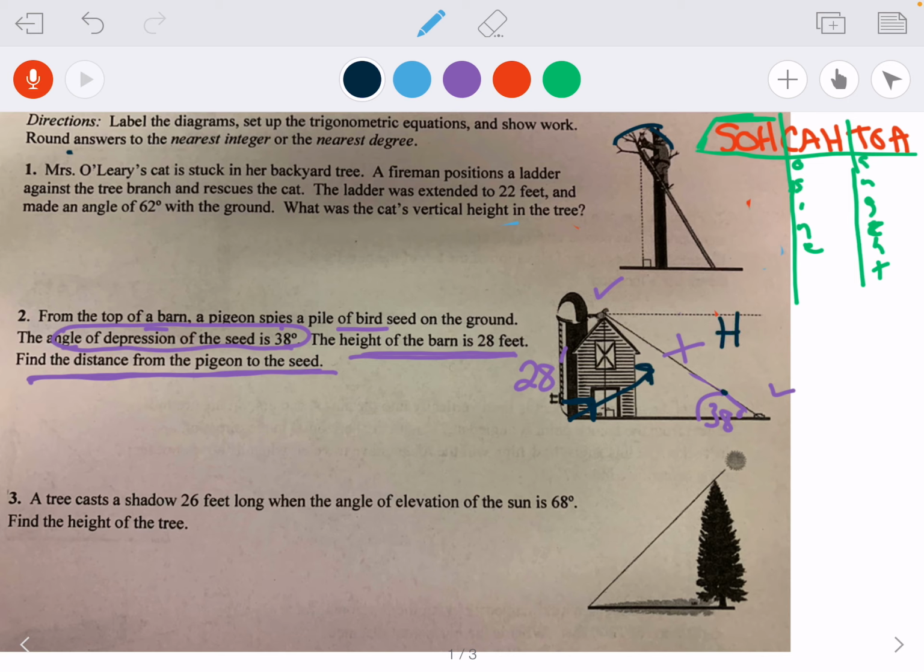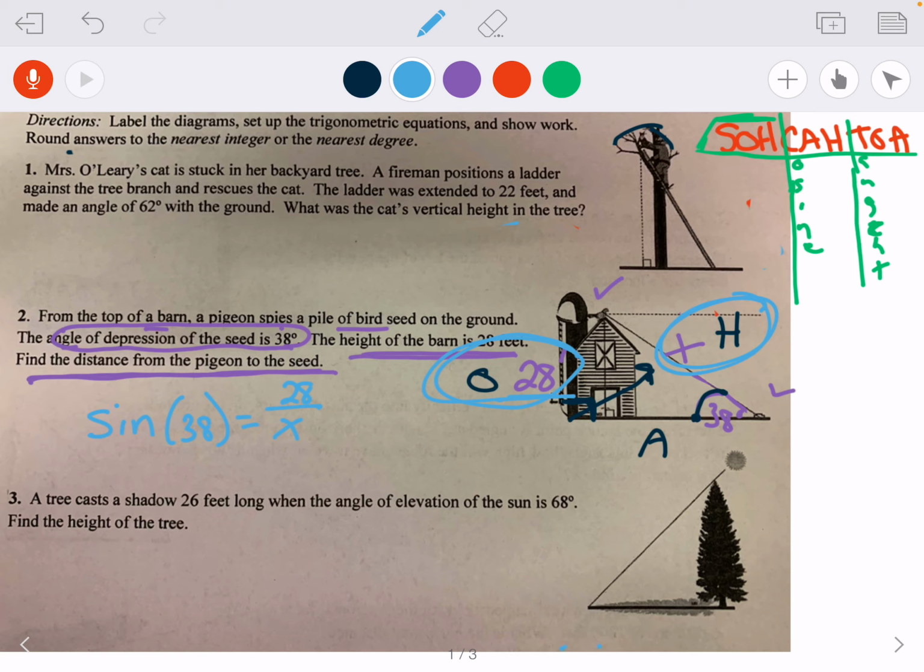Put my pencil on the hypotenuse in my arc, trace it over, gives me my adjacent. So that's my opposite. So now I look for the trig function that has an O and an H in it, and again it is sine. So I would do sine 38, opposite is 28 over hypotenuse, which is x.